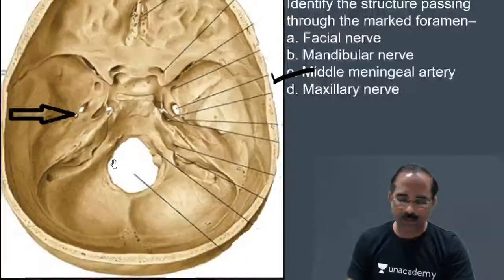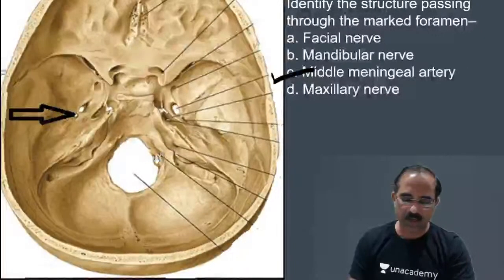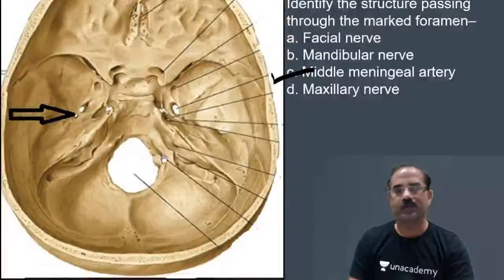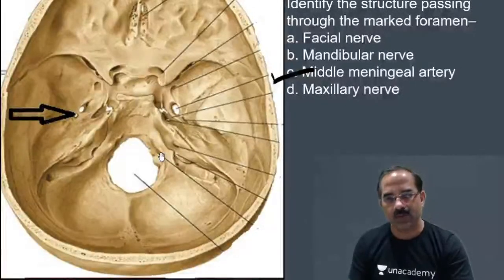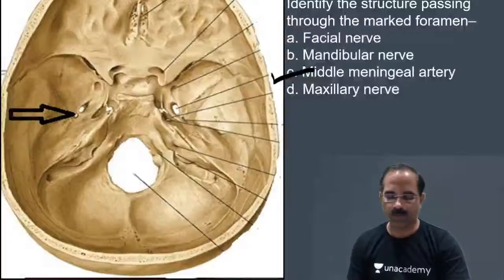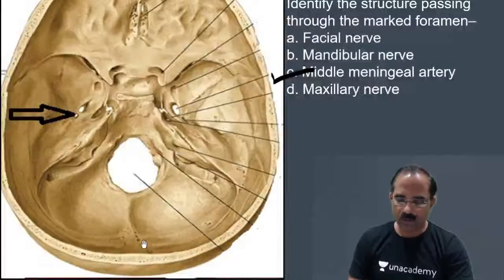That's the foramen magnum. On either side, there is the hypoglossal canal. You can see here, this is the hypoglossal canal, also known as the anterior condylar canal. And what passes through this? The hypoglossal nerve. Right, students?